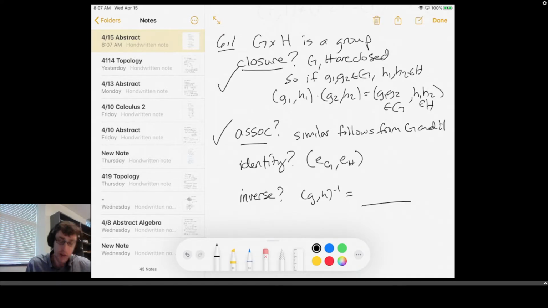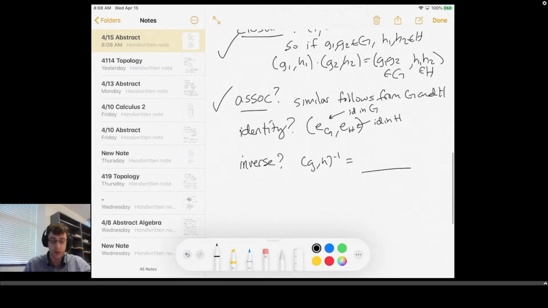And here maybe I call them EG and EH for the identity in G and the identity in H. Since multiplication is just multiplication in a coordinate at a time, this is going to be the identity.